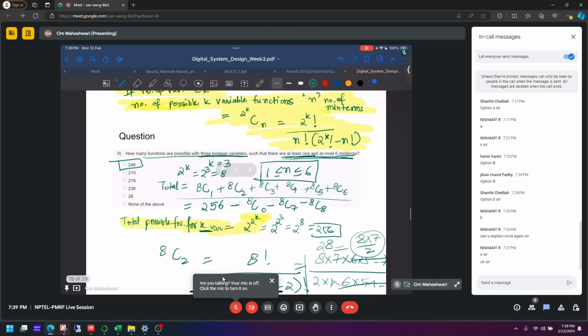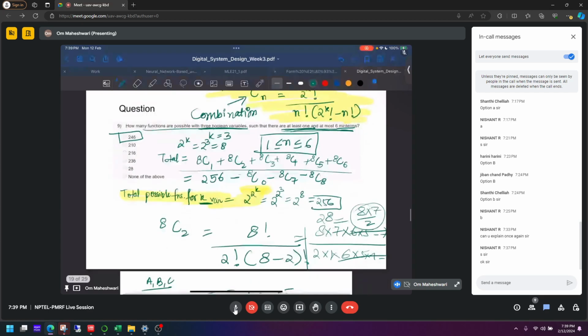Okay, so this is called combination in mathematics. You might have studied it in your class 12th. You have two things, permutation and combination.